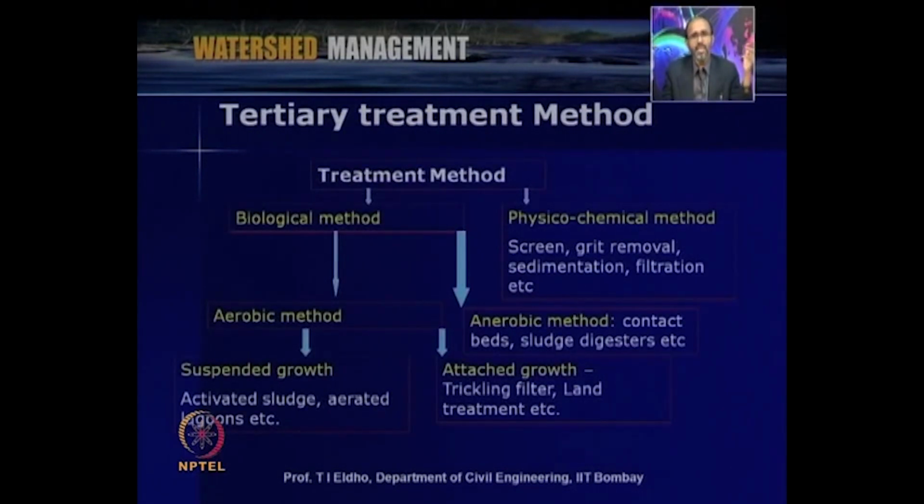So, we can classify the treatment methods into biological methods and physico-chemical methods. Physico-chemical methods include screening, grit removal, sedimentation, filtration, etc. As far as biological methods are concerned, we can consider treatment in the presence of oxygen, the so-called aerobic methods, and anaerobic methods, without oxygen. Anaerobic methods include contact beds, sludge digesters, etc. Aerobic methods can again be classified into suspended growth or attached growth. For suspended growth we can utilize systems like activated sludge and aerated lagoons. For attached growth we can go for trickling filters, land treatments, etc.